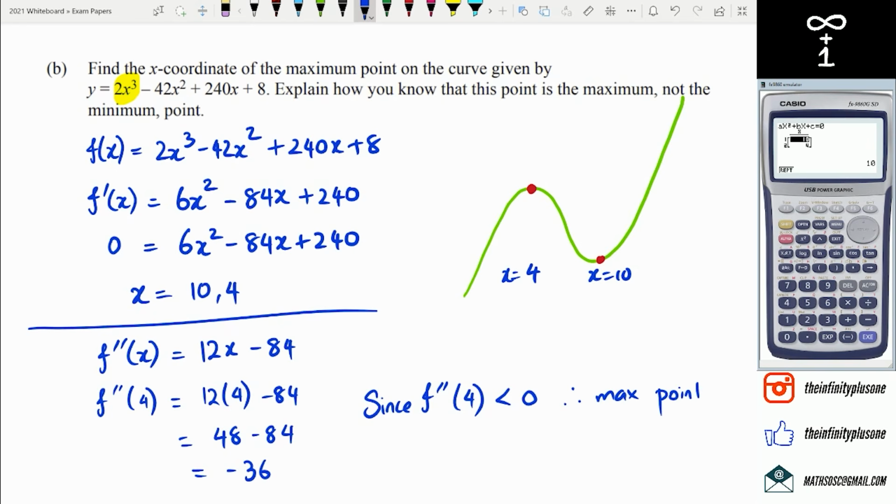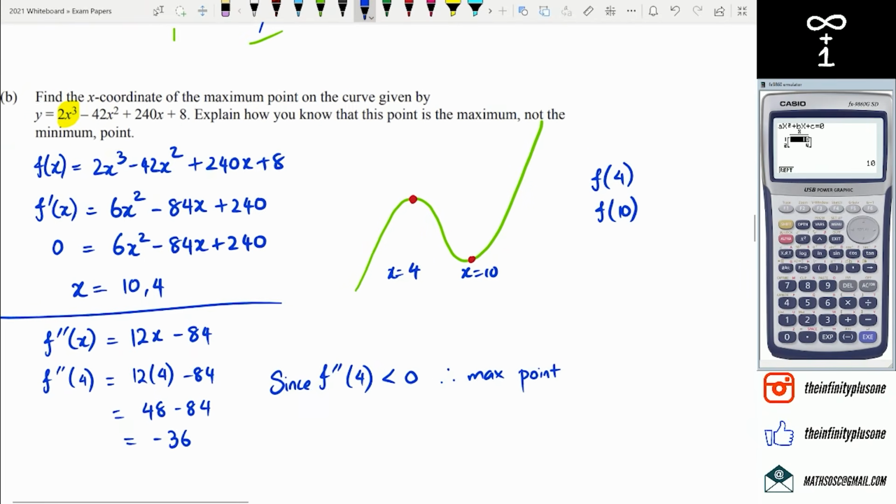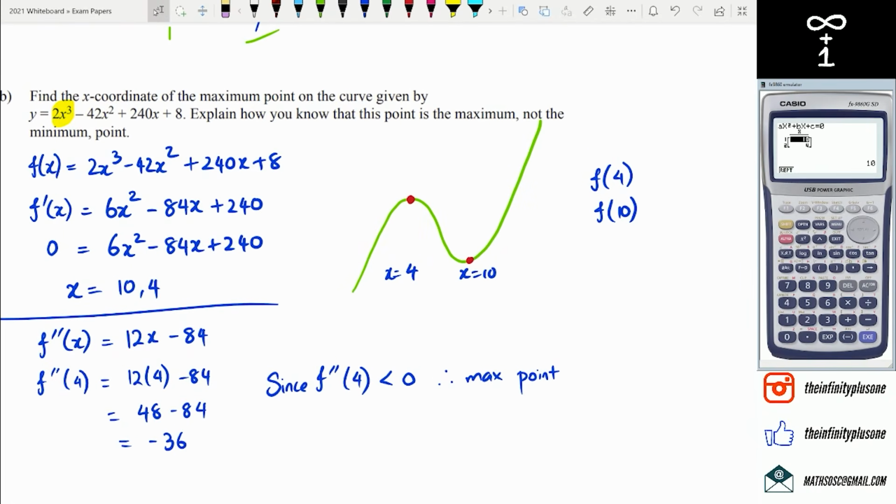As I said, the other way you could do this is you could find out what f of 4 is and f of 10 is, and you can see that f of 4 is higher than f of 10. Let me just show you guys how to do that quickly.